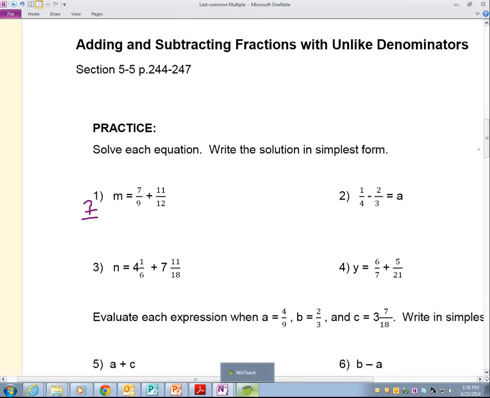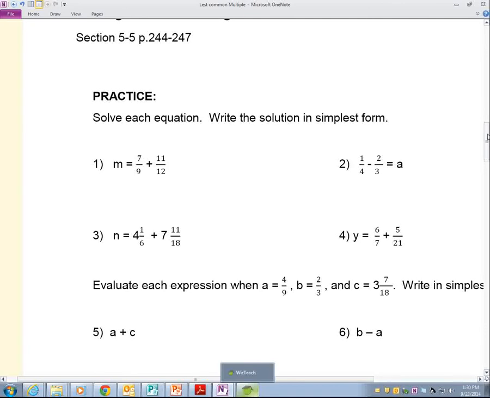Okay. Next one. We're going to do a couple of these. There's a lot of practice for this one that we could do. We'll do the first one.